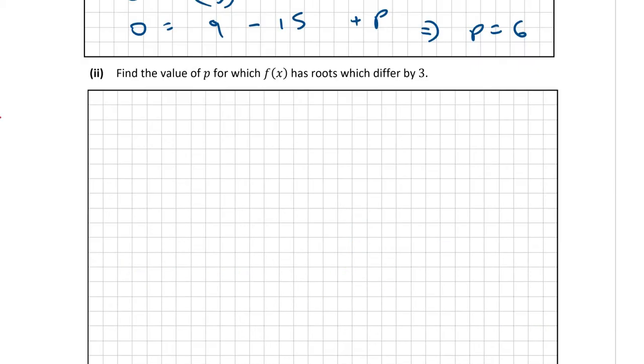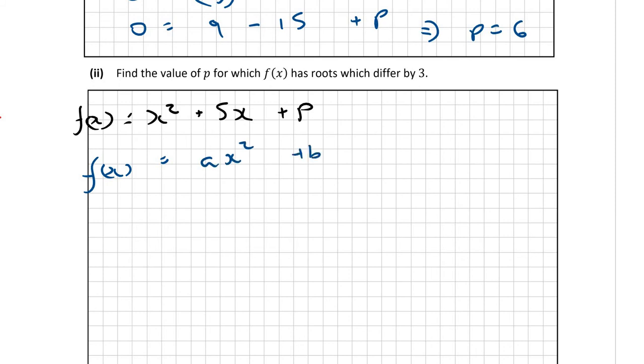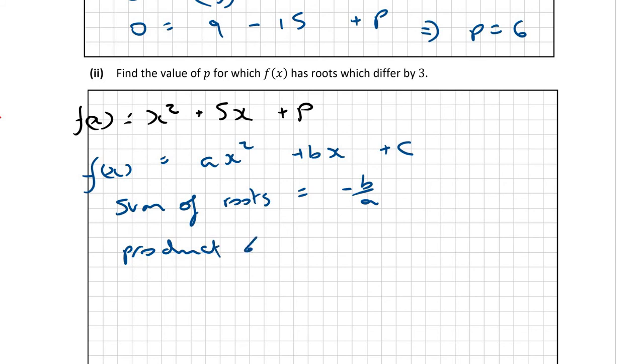In the next question, find the value of p for which f of x has roots which differ by 3. Again, the quadratic here is f of x equals x squared plus 5x plus p. Now, from any quadratic equation, let's say f of x equals a x squared plus b x plus c, so that's a generic quadratic equation, I know that the sum of the roots is equal to minus b over a, and the product of roots is equal to c over a.